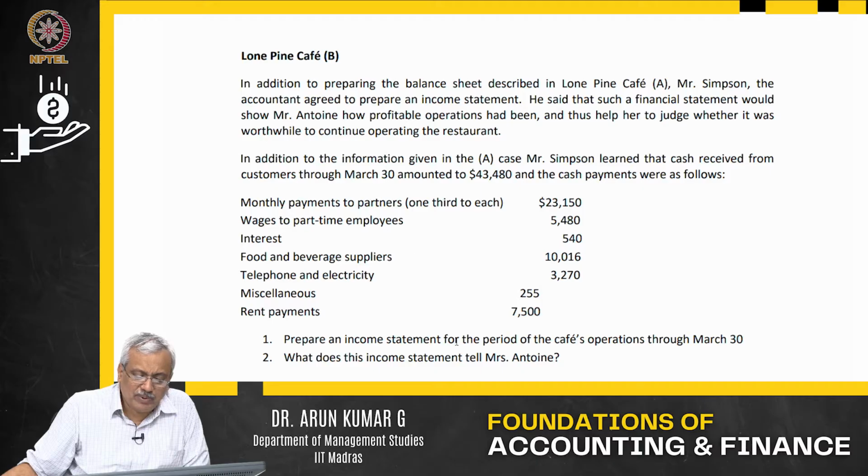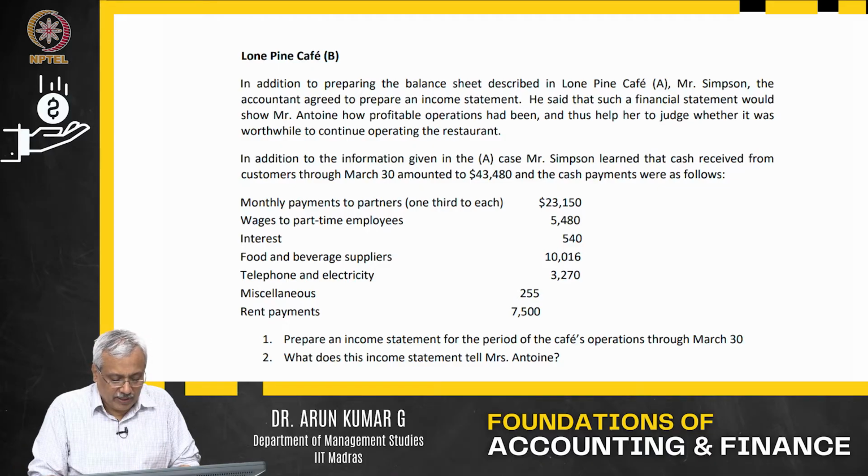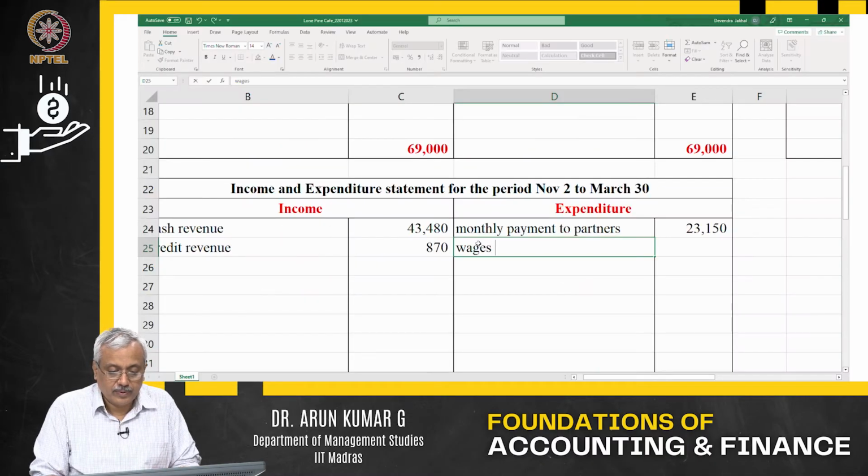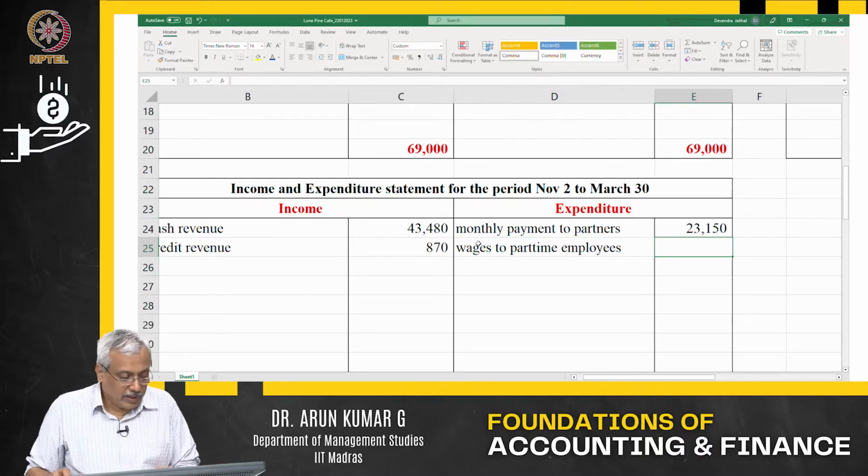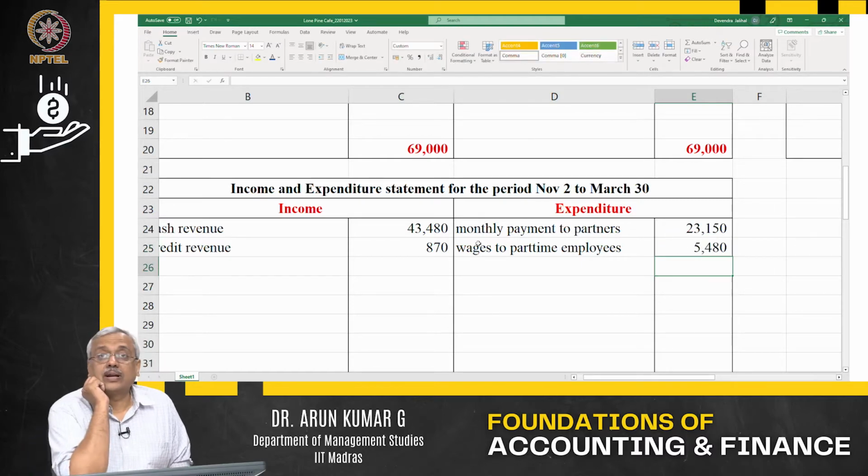Wages to part-time employees, 5,480. Now, is there anything due but not paid? If you see this, there is nothing due. If it were due, it would be a liability. I don't see anything, so that means you have paid it in full. What is the amount I have paid? 5,480 is what I have paid as wages to part-time employees.